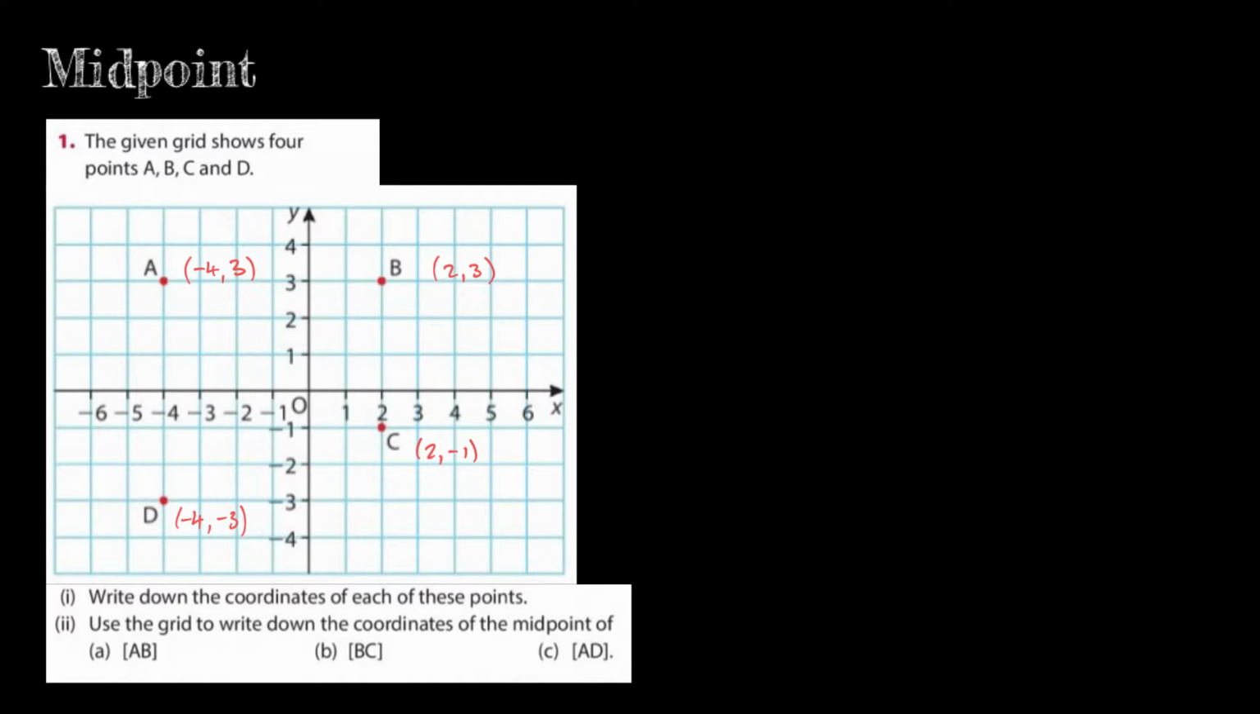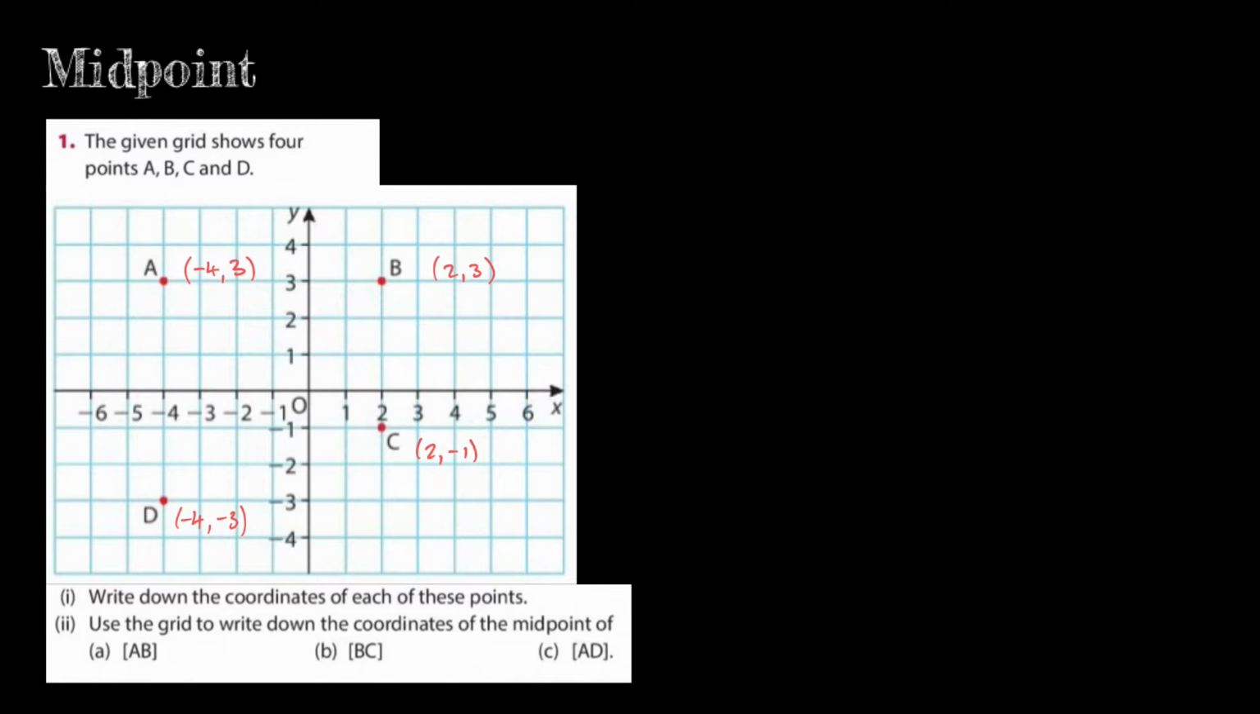So next we need to find the midpoint between AB. Now, I would imagine that the midpoint is going to be here, and you can see that because you've got 3 to the left and you've got 3 to the right. So the midpoint in the middle is going to be this point here, which would be -1, 3.